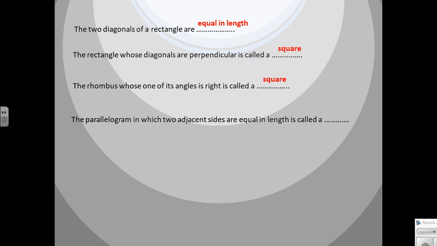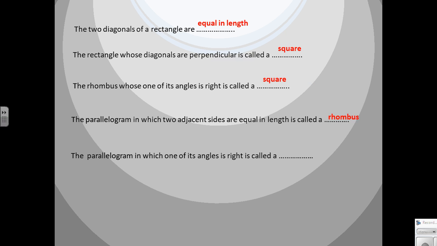Here, the parallelogram in which two adjacent sides are equal in length is called a what? Let's see here, he's saying the parallelogram. So what is under the parallelogram directly? We have rectangle and we have rhombus. Okay, which one of these two shapes has two adjacent sides equal? And what is the meaning of adjacent? Adjacent means after each other or beside each other. So it is rhombus. Okay.